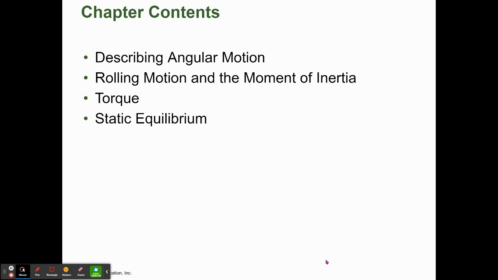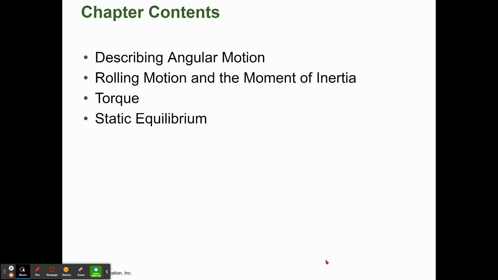So far, everything we've done, we've talked about things in terms of linear motion, moving in two dimensions from point A to point B in a straight line. So, what we're going to talk about with chapter 8 is we're going to start talking about things that rotate, things that are not moving in a straight line, but instead moving in a circle.